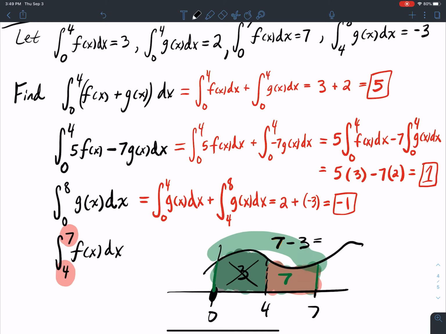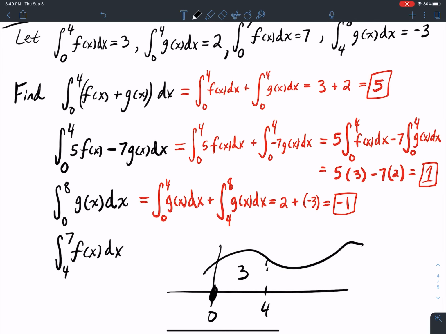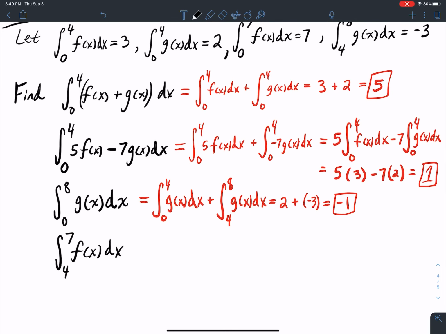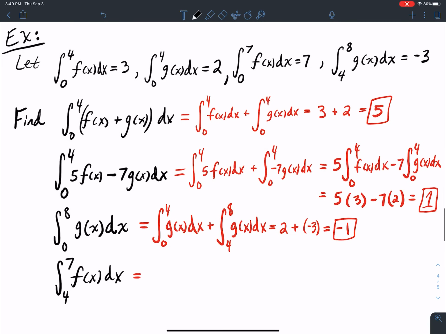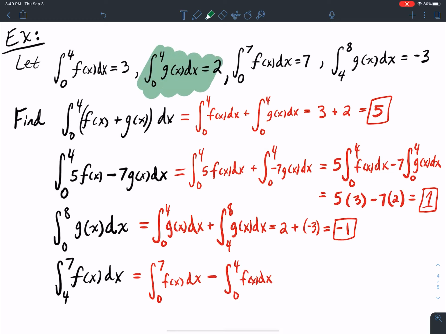Okay, so how do I write that out without having that picture there? What does this look like? This is equal to the integral from 0 to 7 of f of x dx, minus the integral from 0 to 4. Sorry, I highlighted the wrong one, f of x dx.